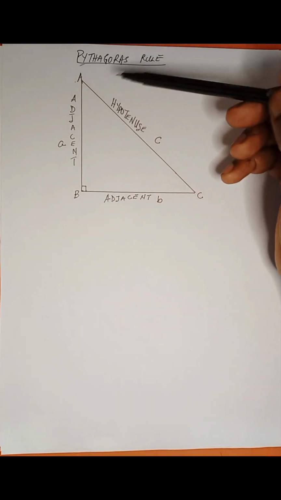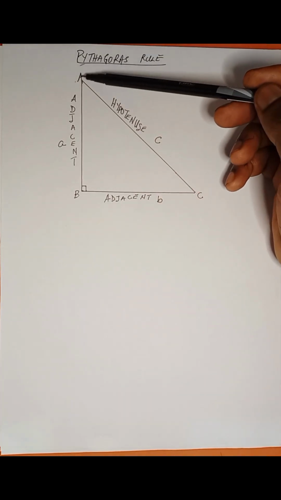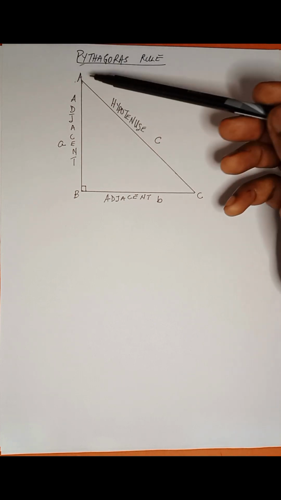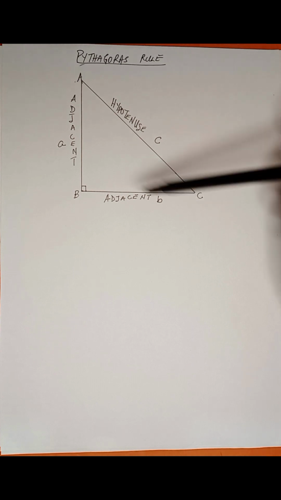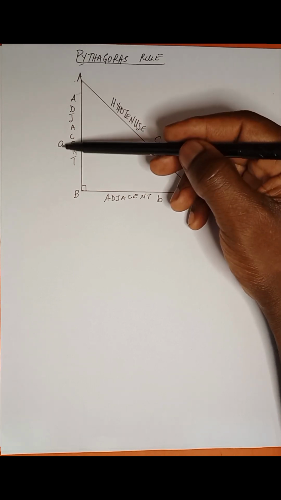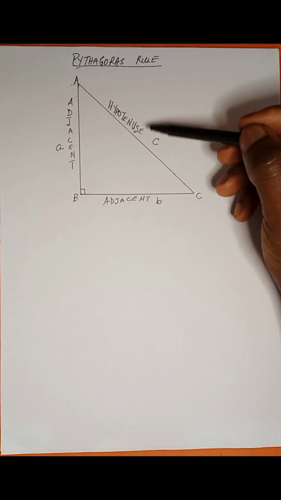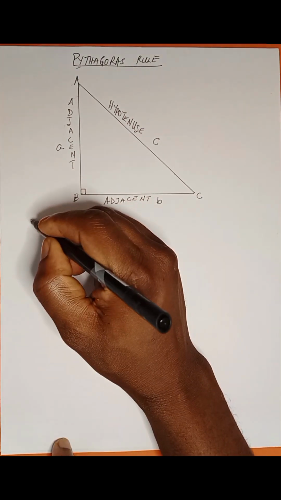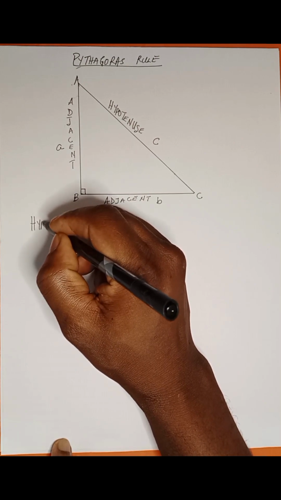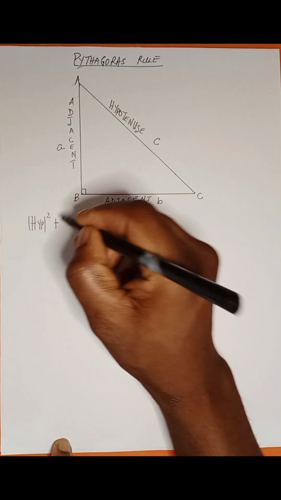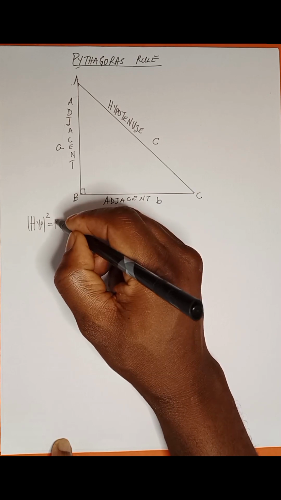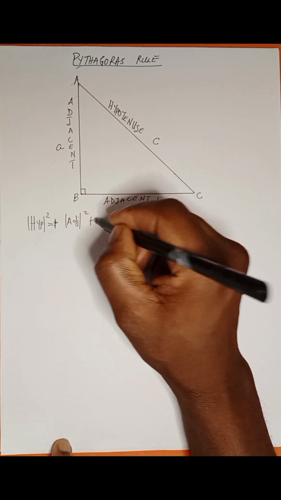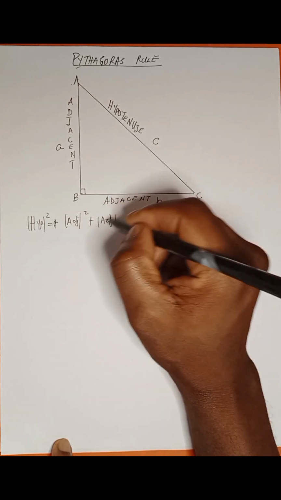So if I label the triangle ABC, AC is the hypotenuse, AB is the adjacent, and BC is also adjacent. And I label these adjacent sides A and B, and then the hypotenuse C. What Pythagoras says is that the hypotenuse square is equal to the adjacent square plus the adjacent square.